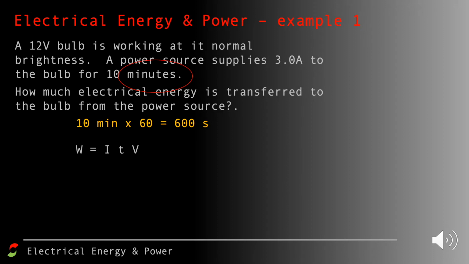Now we can select an equation. So work is ITV, and we can substitute in 3 amps, 600 seconds and 12 volts, and we get 21,600 joules of electrical energy supplied.